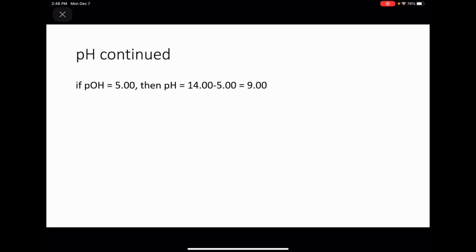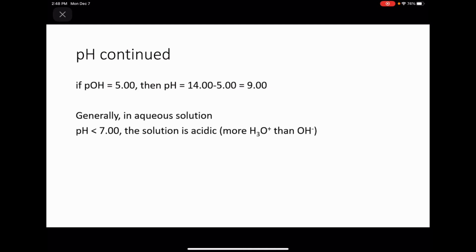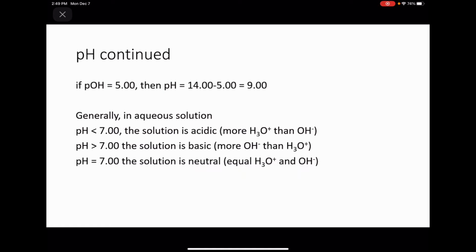So what does that mean in terms of the acidity or basicity of a solution? If you have a solution that has a pH of less than 7, so that means there's larger than 10 to the minus 7 molar H3O plus, it's considered acidic. In that case we have more H3O plus than OH minus, because remember our limiting factor is that 14. If we have a pH greater than 7, it's a basic solution, and that means that basically we have more OH minus present than we have H3O plus. And if they're equal, the solution has a pH of 7, and it's neutral.